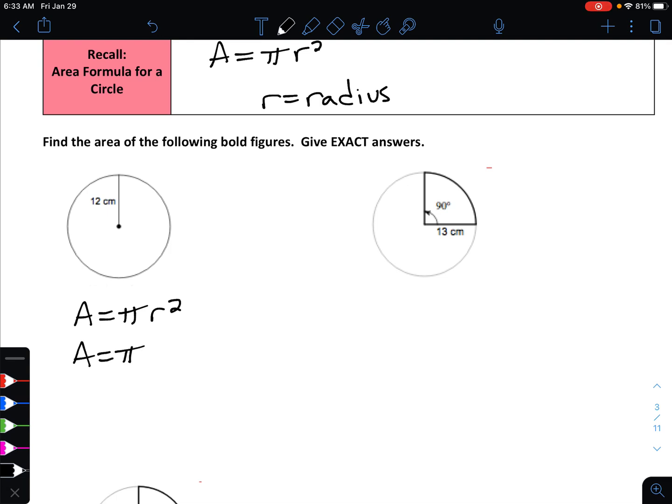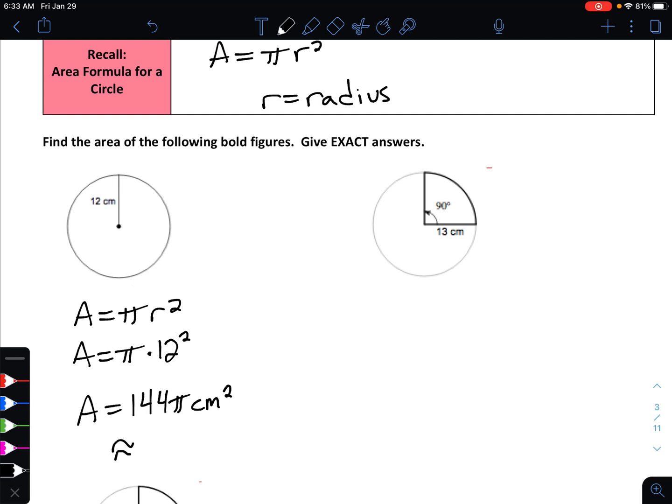So then area would be equal to pi multiplied by 12 squared. And 12 squared is 144. So our area is 144 pi. Now don't forget your label. Our label was centimeters. And then remember that for area, that becomes centimeters squared. So that would be 144 pi centimeters squared.